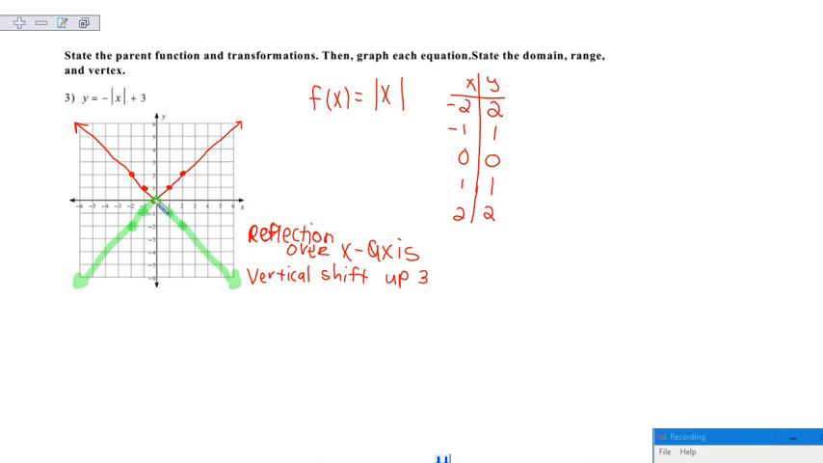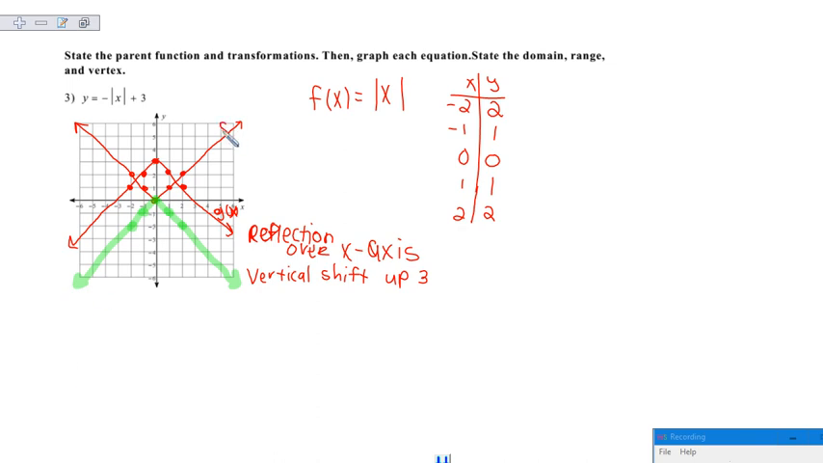Now I'm going to shift it up 3. I'm going to go up 1, 2, 3. And I'm going to go to this point, and I'm going to move this point up 1, 2, 3. I'm going to move this point up 1, 2, 3. And that completes the right side of my graph. I'm going to label it G of x. Okay, and then over here I go up 1, 2, 3. I go up 1, 2, 3. And that completes the left side of my graph.